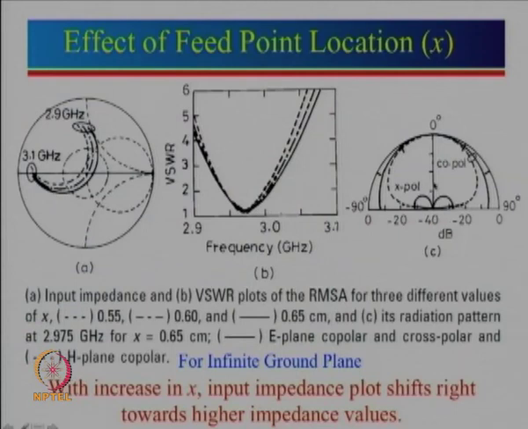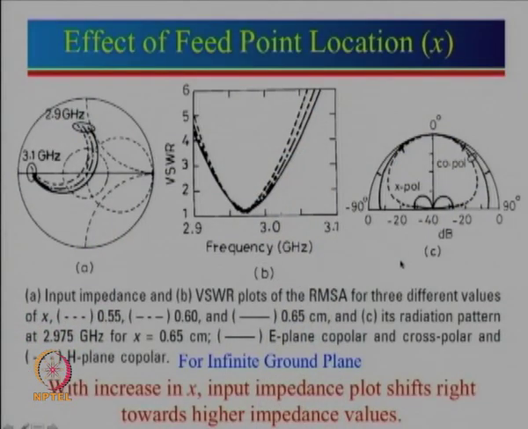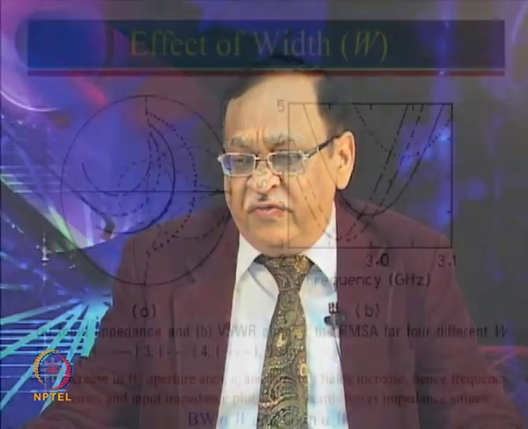So, if you actually look at this radiation pattern, the cross polar is really speaking coming because of that monopole antenna or because of that probe which is radiating. So, if the probe length is more, the radiation will be more. In fact, we will see that the cross polar level component increases. So, this is the effect of the feed point location, and then we can also look at the next one, which is effect of the width.